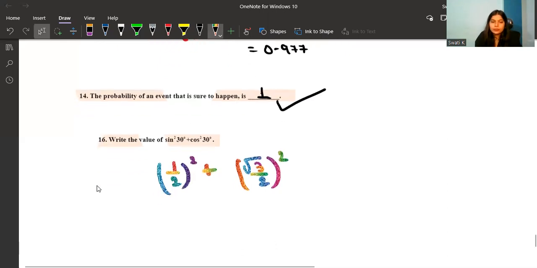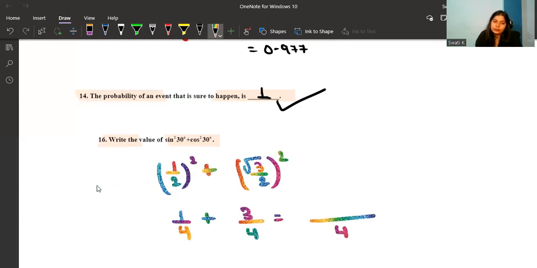What is (1 by 2) whole square? It will become 1 by 4. What is (root 3 by 2) whole square? Root 3 square will be 3 and 2 square is 4. So what is the answer? It's 4 and 1 plus 3, that is 4 by 4, which is equal to 1. So we have got the answer 1.